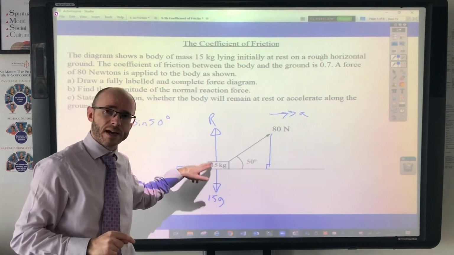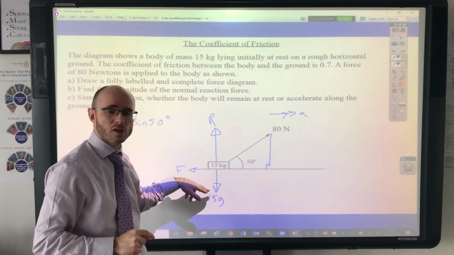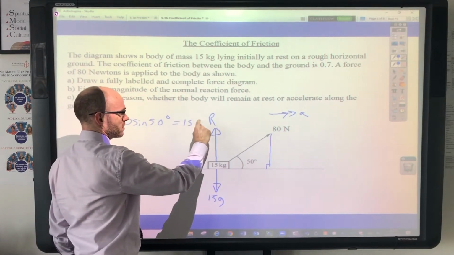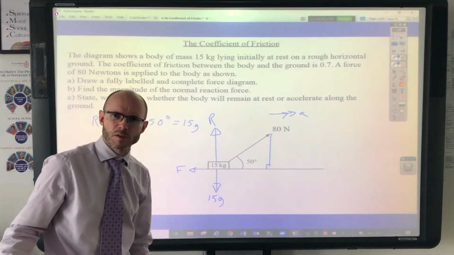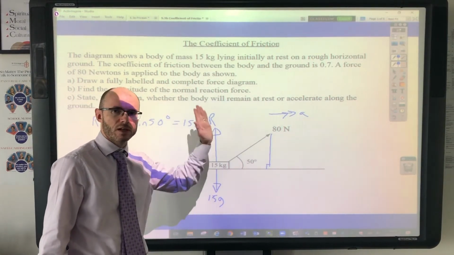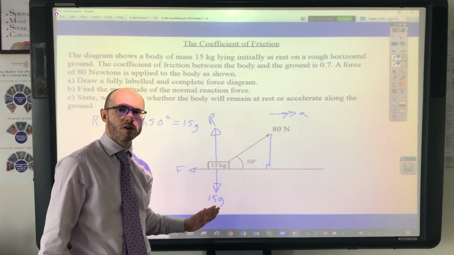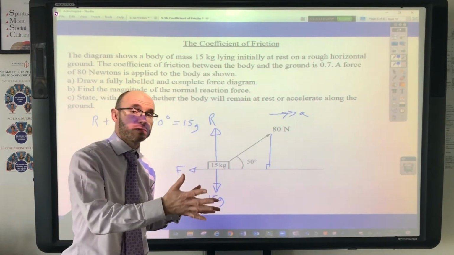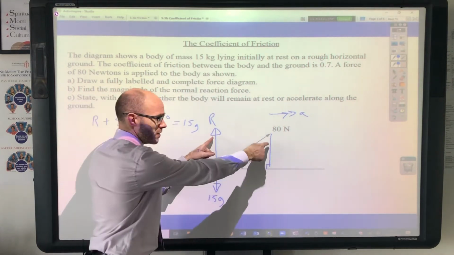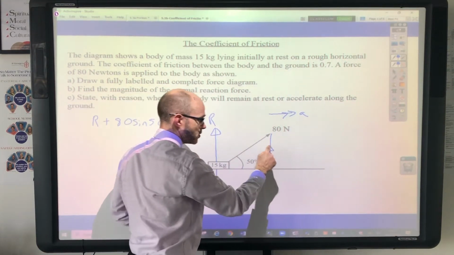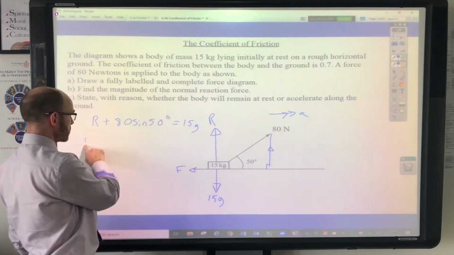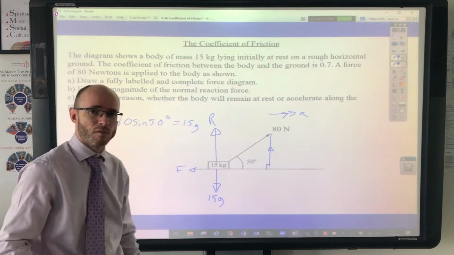And then opposite that is 15G, vertically downwards. Now you can say equals 15G. I'm going to because I'm running out of space, if I'm honest. But the fact of the matter is, it's not moving vertically, so the acceleration is 0, so all the forces must balance out. Total force resolved vertically must be 0, all right? So those two upwards forces combined must balance out with that one there. This is enough for us to work out what our value of R is.